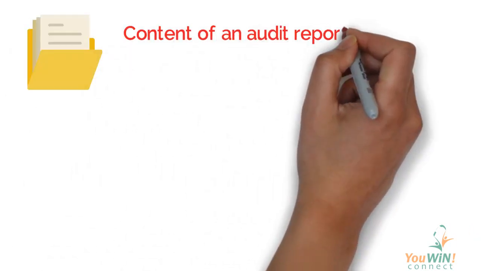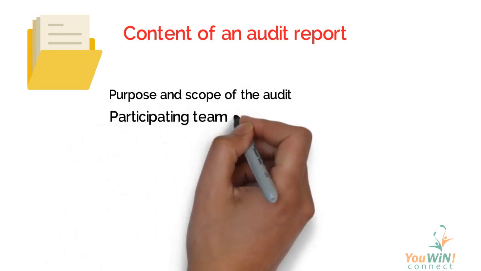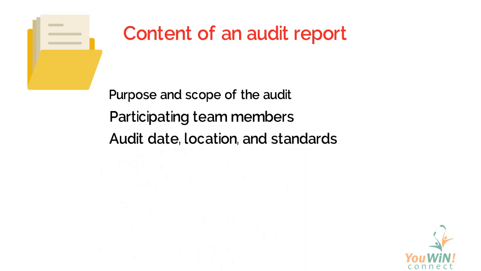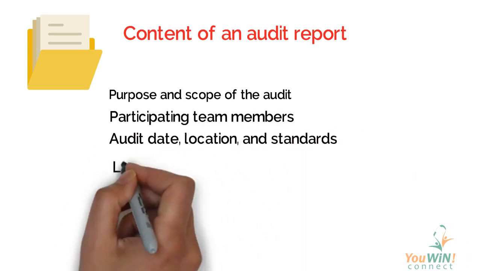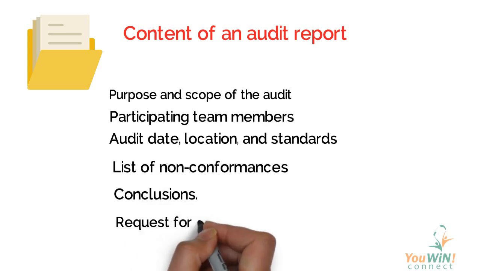So, what is the content of an audit report? Number one, the purpose and scope of the audit. Number two, the participating team members. Number three, the audit date, location, and standards. Number four, list of non-conformances. Number five, the conclusions. And lastly, request for corrective and preventive actions.